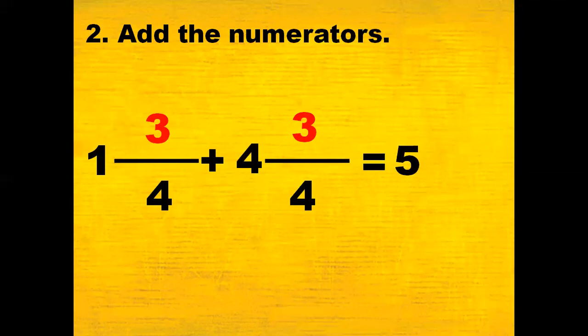Step number 2. Add the numerators. The numerators are both 3. So 3 plus 3 is equal to 6.